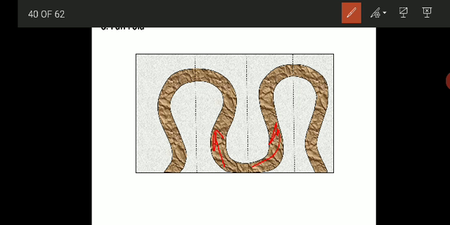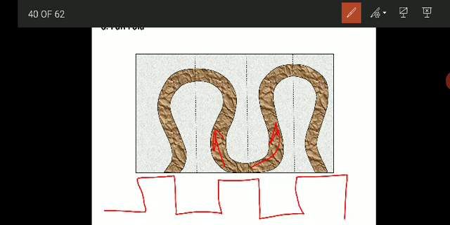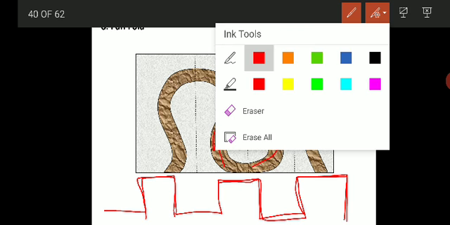Then similarly there is one more fold which is like a box, a box fold, wherein it has a flat crest and trough like a box. So that is a box fold.